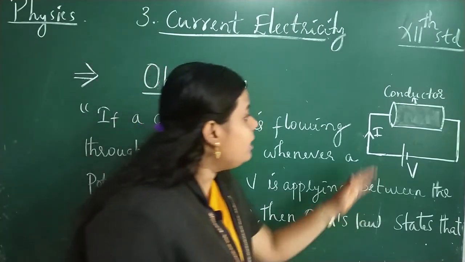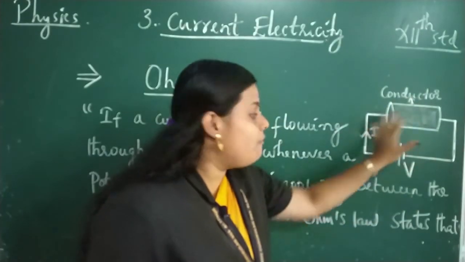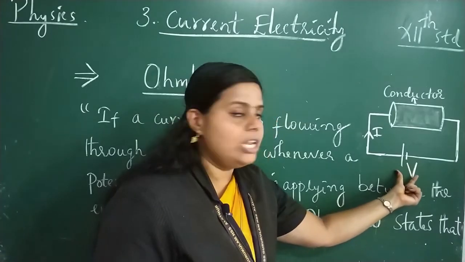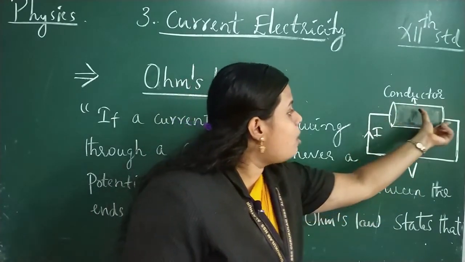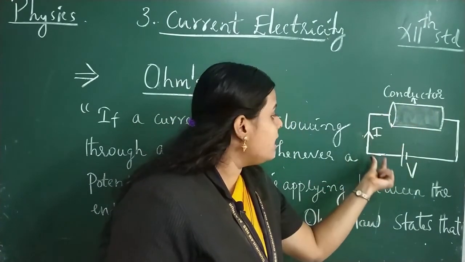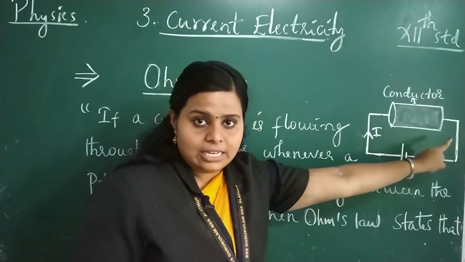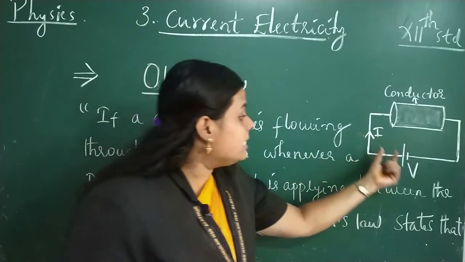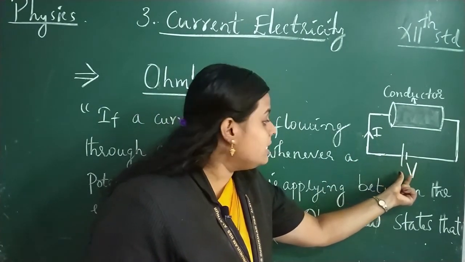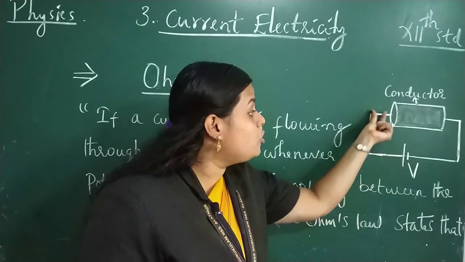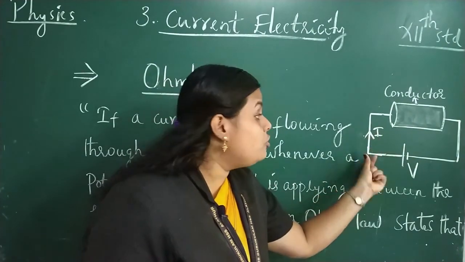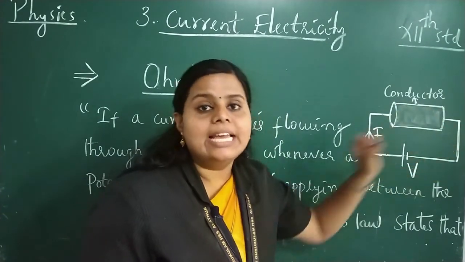Listen children, in this circuit you can see we are applying a potential V across the ends of a conductor so that a current I is flowing through this circuit or through this conductor. Then what is Ohm's law? This potential difference V is directly proportional to the current which is flowing through this conductor.